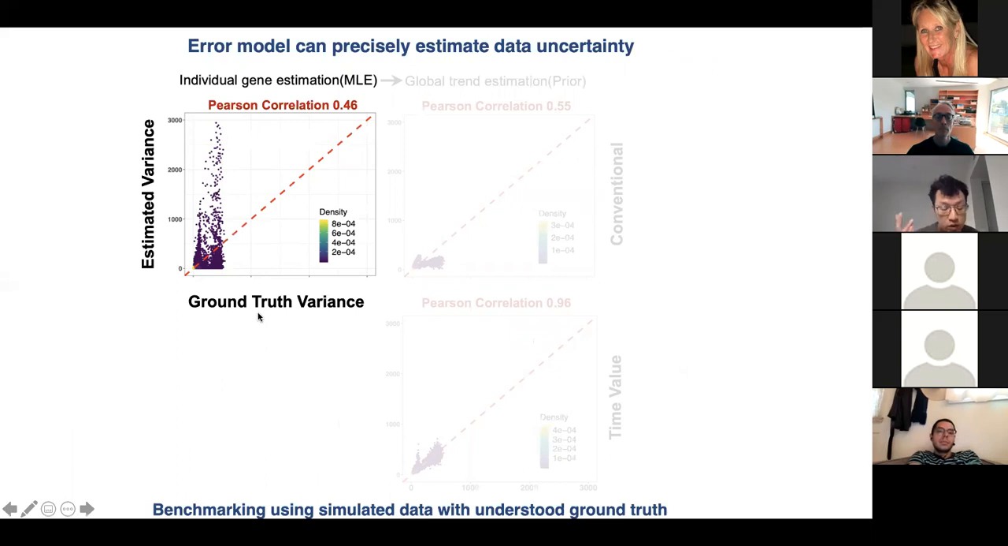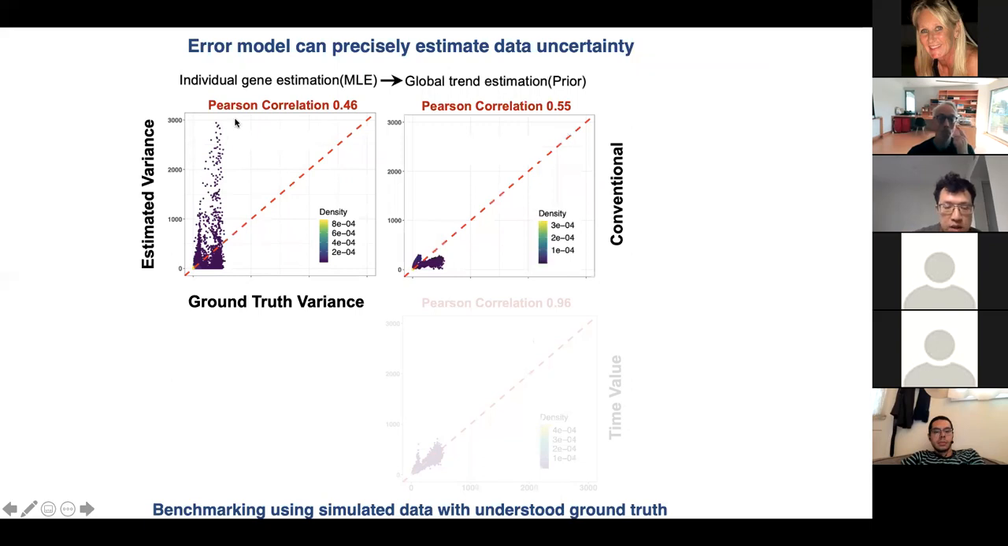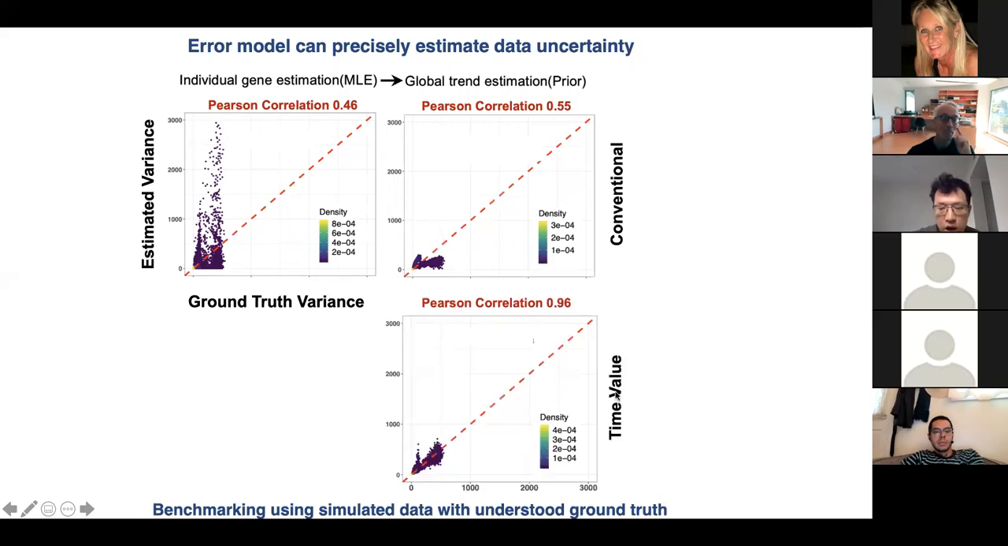So here are the results. We used simulated data to benchmark it. So you can see the ground truth variance and the estimated variance. And we can see the pooling approach can increase the Pearson correlation from 0.46 to 0.55. And if we use the time-volume error model, it can increase further from 0.55 to 0.96.